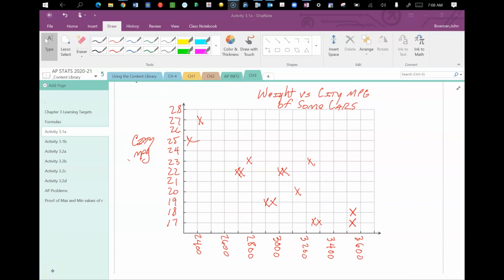The value in a scatter plot is similar to the value in a segmented bar graph. The segmented bar graph allows us to see associations between two categorical variables, whereas the scatter plot allows us to see associations between two quantitative variables. So now I think that we can start to see that there appears to be what we call a negative association between the weight of the car in pounds and the city miles per gallon. It also looks like the association is linear.